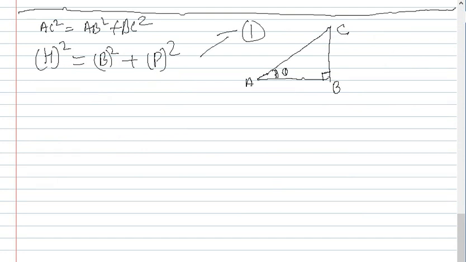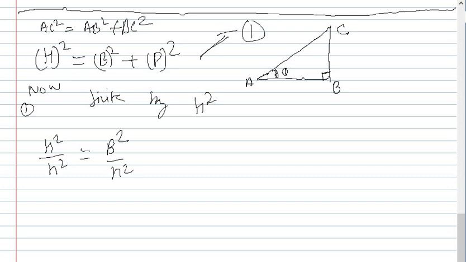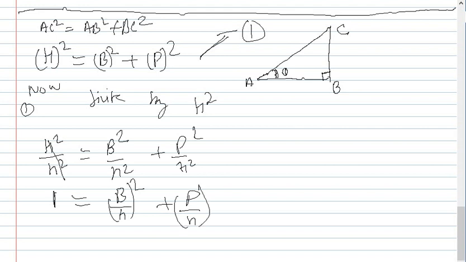Now divide equation 1 by h square. So h square upon h square is equal to b square upon h square plus p square upon h square. This would come to 1, and the right side can be written as b upon h whole square plus p upon h whole square.